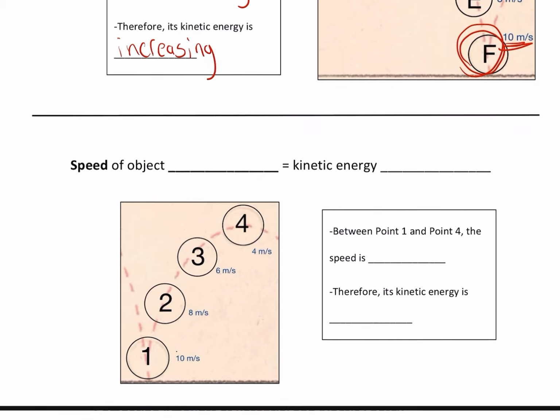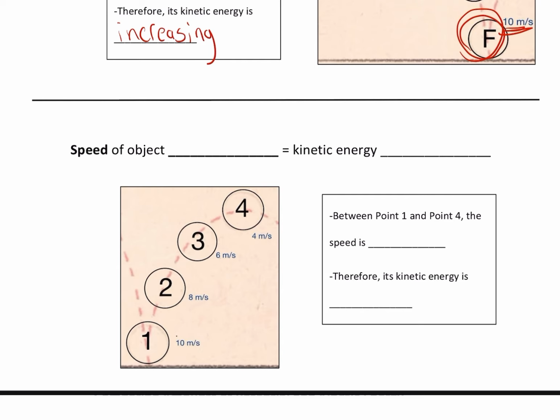And now let's look at the opposite. When the speed of an object decreases, or it slows down, its kinetic energy is going to decrease or get smaller too. So once the ball hits the ground from above, you see it has a speed of 10 meters per second. So it's moving super fast.